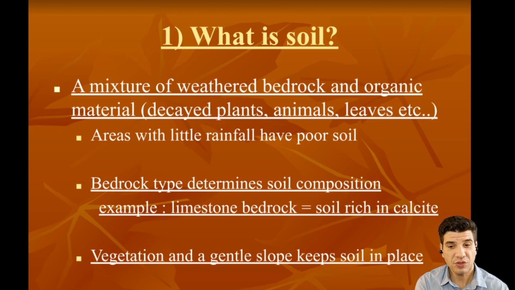So bedrock type determines soil composition. For example, we have limestone bedrock. We're going to have soil rich in calcite because calcite comes from limestone. It's one of the ways you can get it. Vegetation and a gentle slope keeps soil in place.